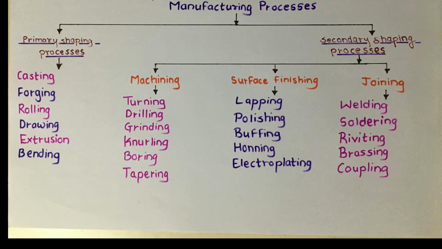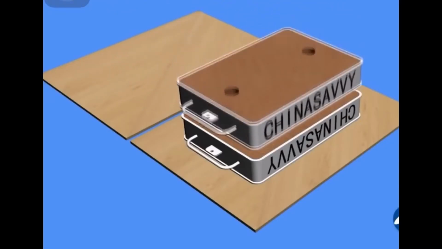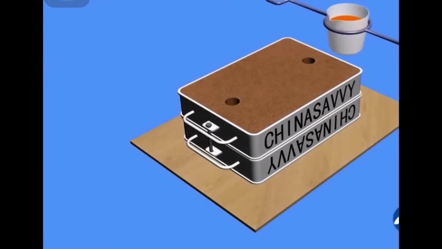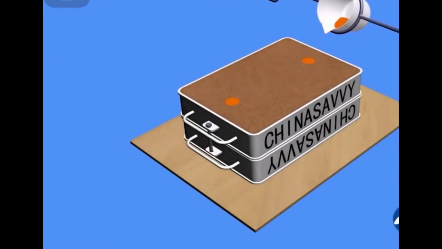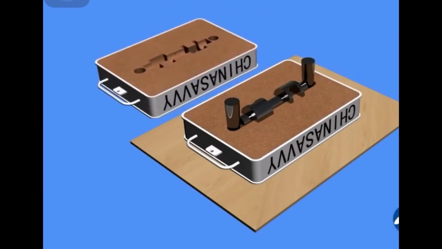Now we will see the forming process. In this process, the material undergoes plastic deformation and acquires the required shape and size. Now we will see the types of the forming processes. First is casting process. In casting process, molten metal is poured in the mold of desired shape and the final product is obtained after the solidification of the molten metal.